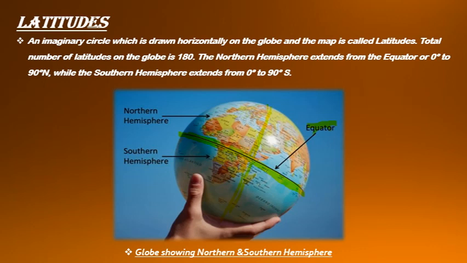Now, equator. A line which divides the globe into two parts is called the equator. See how the equator has divided the globe into two parts. You can see the northern hemisphere and southern hemisphere. So this globe is showing the northern hemisphere and southern hemisphere.